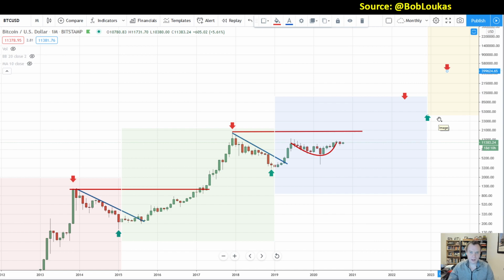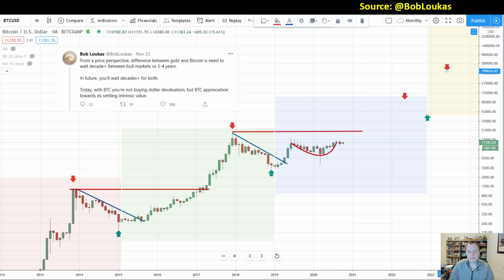So one thing, however, I found on his Twitter when I was doing my research was he made a post where he said, okay, from a price perspective, the difference between gold and Bitcoin is we need to wait a decade between bull markets for gold, but between bull markets for Bitcoin, we only need to wait 3 to 4 years. He goes on to say, in the future, you'll wait decades for both. Today with Bitcoin, you're not buying dollar devaluation, but Bitcoin appreciation towards its settling intrinsic value.